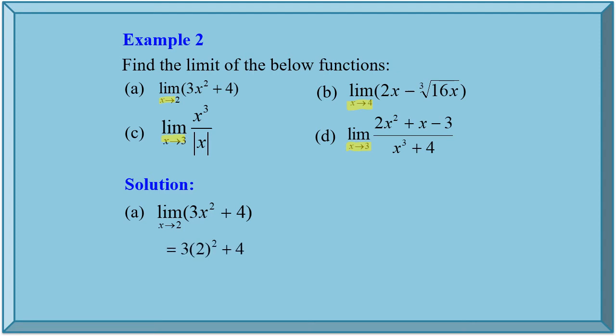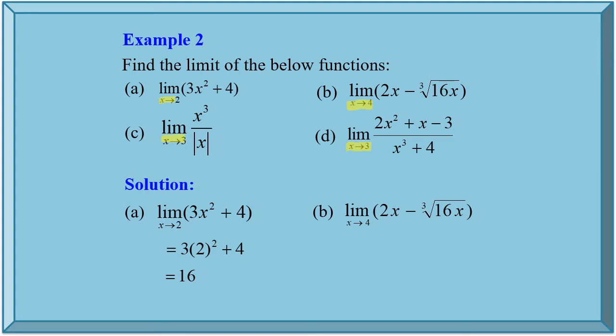What we can do is just directly substitute the value of 2 into the function. We have 3 multiplied by 2 squared plus 4. So 4 multiplied by 3 is 12, plus 4 is 16. So this is the answer. Directly substitute the value.